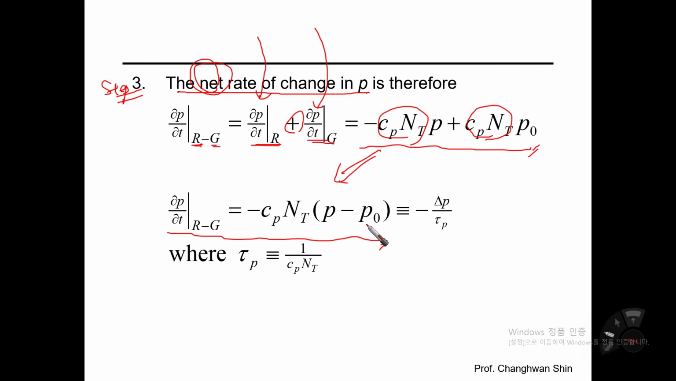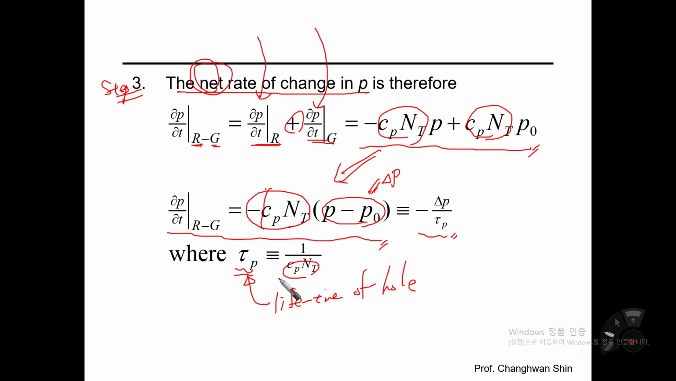Okay, but now let's take a look at this guy, p minus p naught. What is it? Yes, excess hole concentration, delta p. And what is this guy? Just leave out the minus sign here. Cp times Nt. So 1 over Cp times Nt is defined as tau p. Then we can write down this. Later on, this is the lifetime of holes. If you do some math work to derive the unit for tau p, in other words 1 over Cp times Nt, then you're going to get seconds.